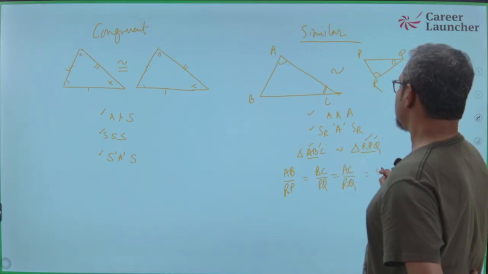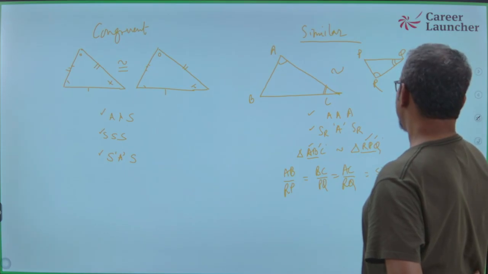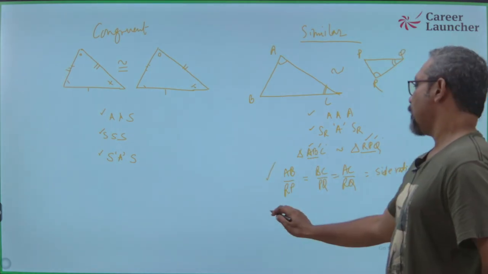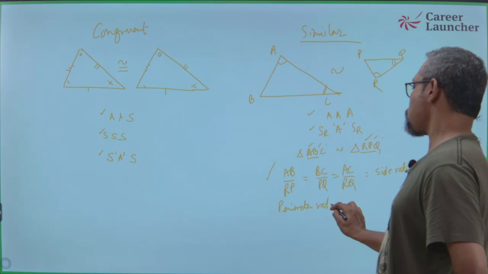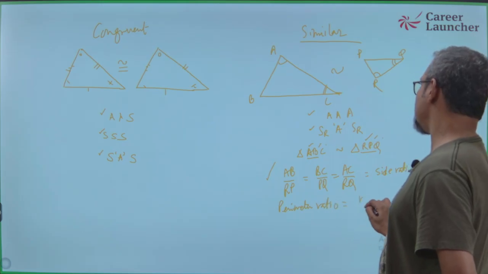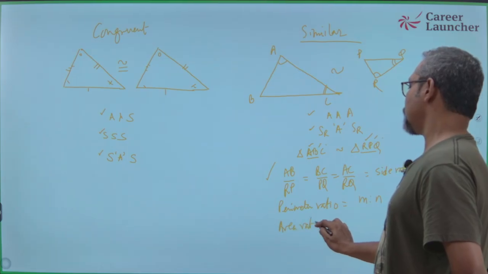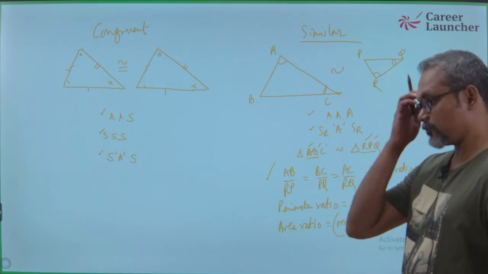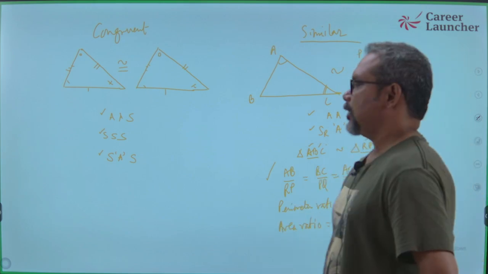If I call this the side ratio, let us say M by N, the sides will be in this ratio. So then the perimeter ratio, which is just the ratio of the sides, is also M is to N, and the area ratio will be the square of M and N, M by N squared, okay. So these are the properties of similar triangles. Let's take an example.